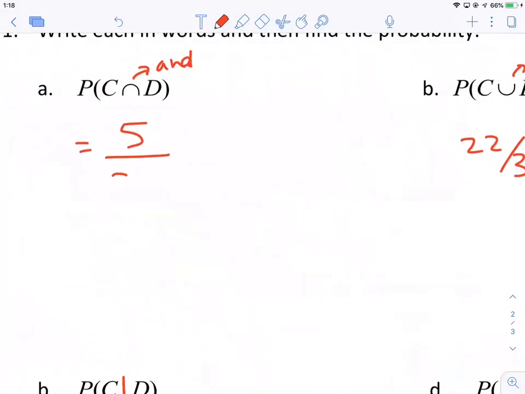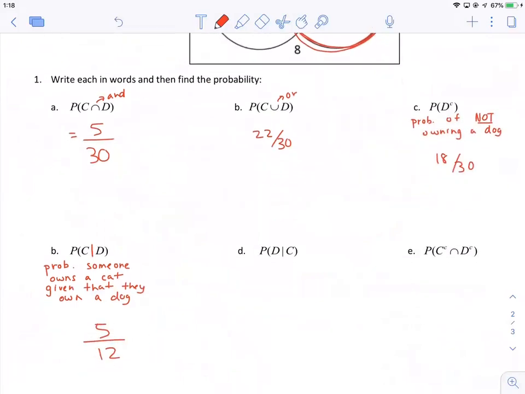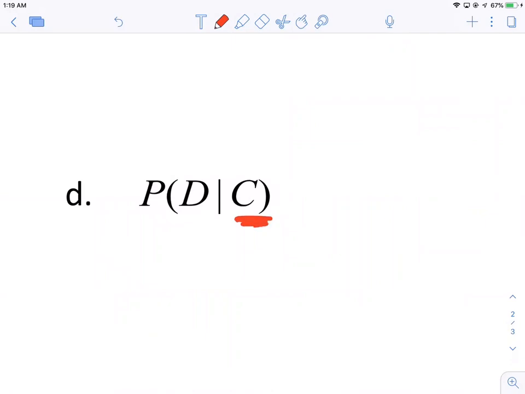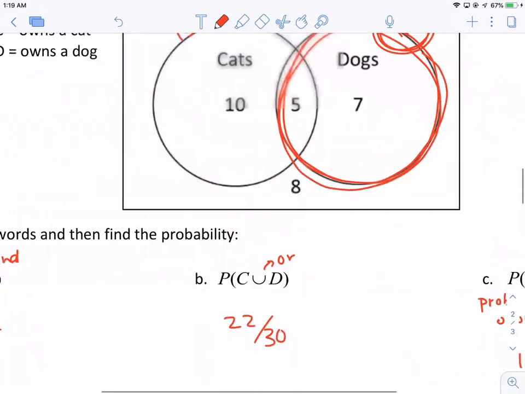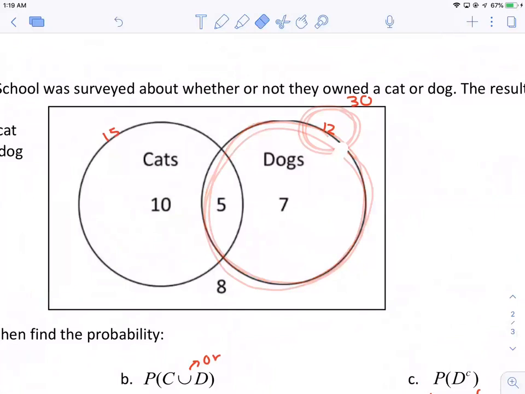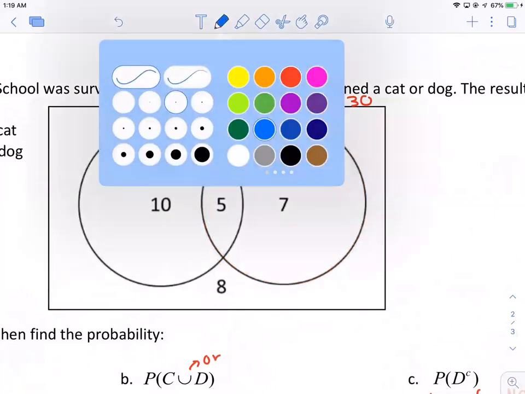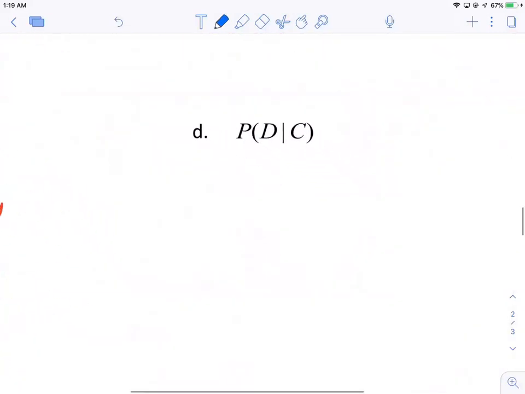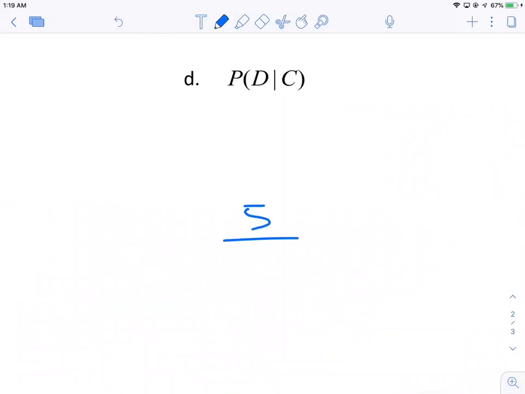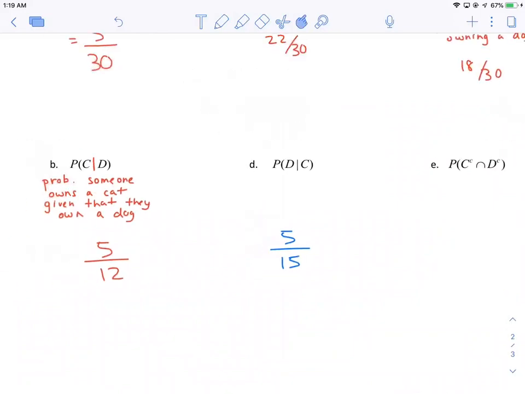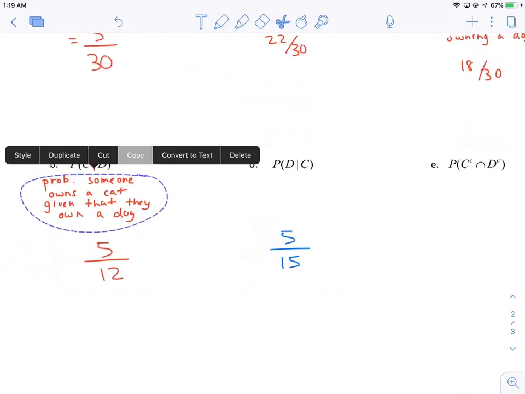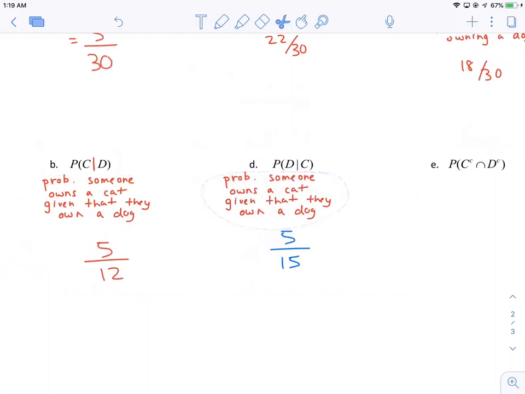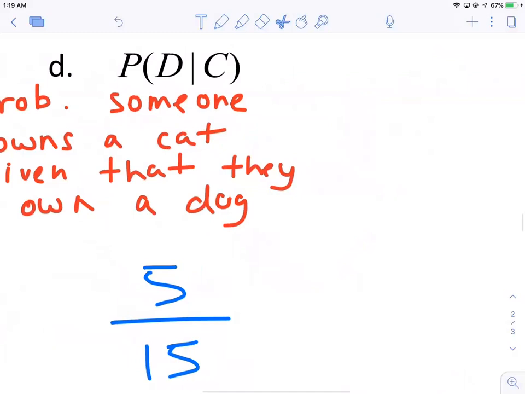Did I not write this 30 earlier? I don't know. All right, and what's the probability someone owns a dog given that they own a cat? So now we're looking at all the people who own cats. And so now we're looking at these 15 people, right? And out of those 15 people, 5 of them own dogs, so that probability is 5 out of 15. Right, so if you want to write this out in words, you can just copy and paste that and swap the words cat and dog.